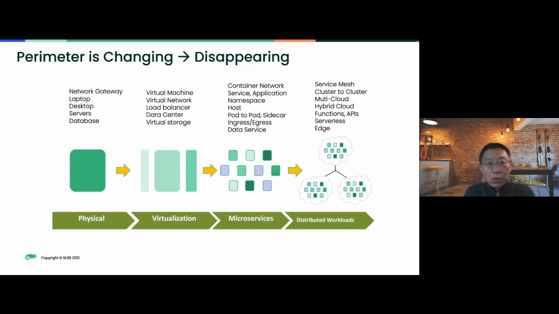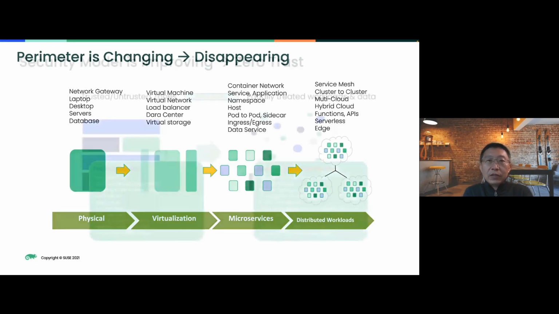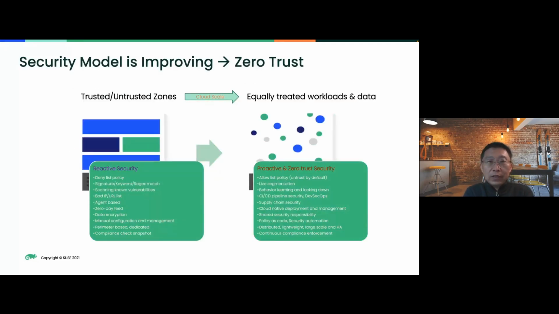It's such a great distributed workload environment. But if you look at the security perimeter, it's changing so fast and it's disappearing, right? There's no traditional gateway you can adopt to protect my serverless functions or my namespace, because everything becomes a virtual concept. So the perimeter is changing. Then how about the security? It has to change to fit that change.